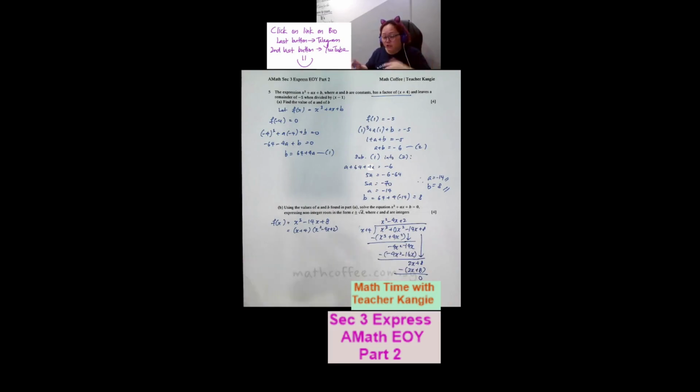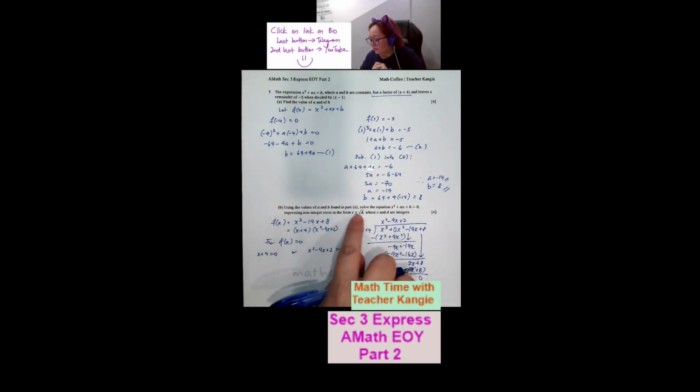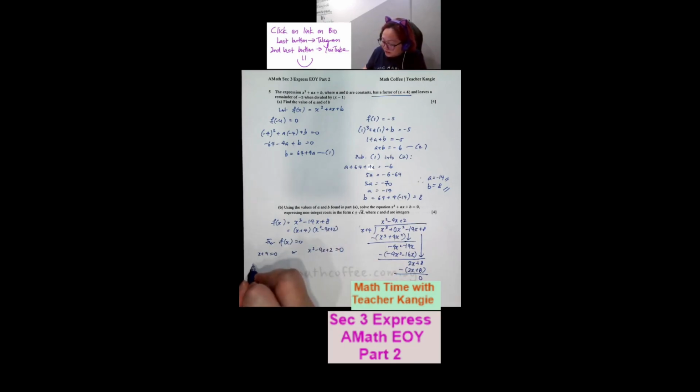Now I have factorized. So in order to solve my f(x) equals 0, which is the cubic equation, I know that my x plus 4 equals 0, or x squared minus 4x plus 2 equals 0. Okay, by looking at the question, they say expressing the non-integer roots in the form of this. I already know that this quadratic cannot factorize. We will have to use the quadratic formula to solve. This one easy. This is just x equals negative 4.